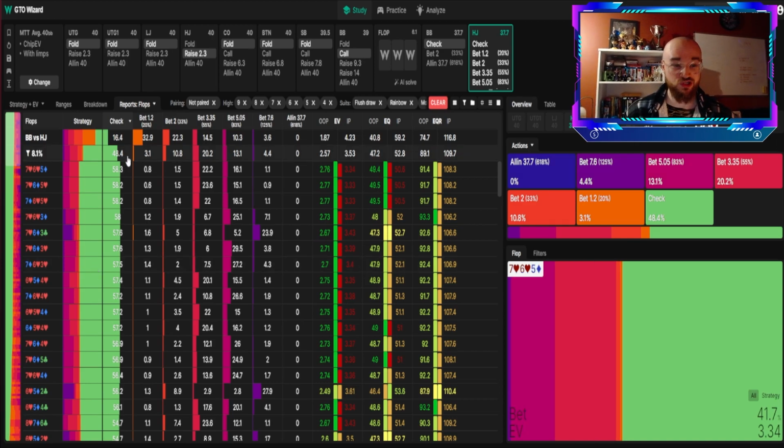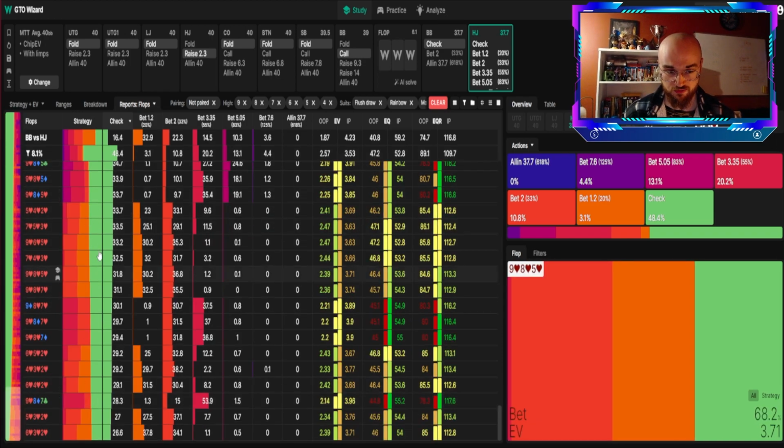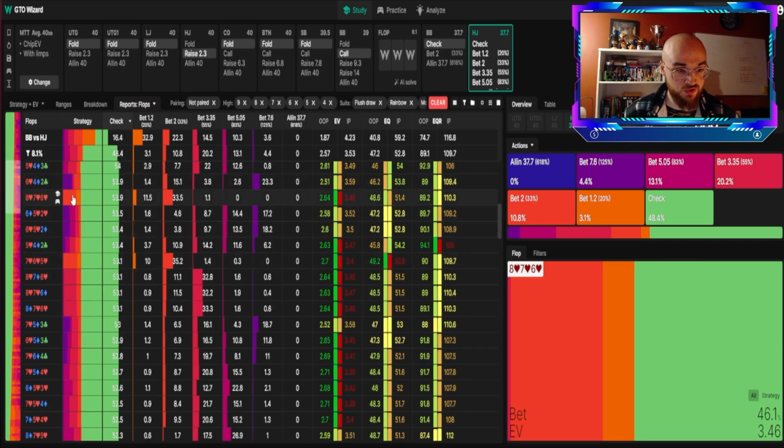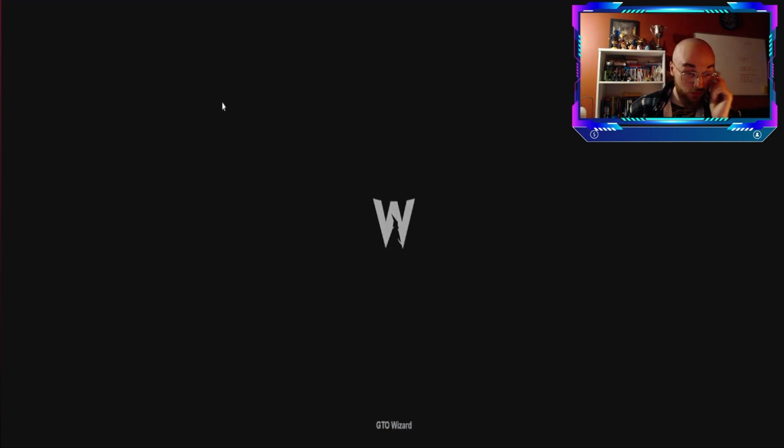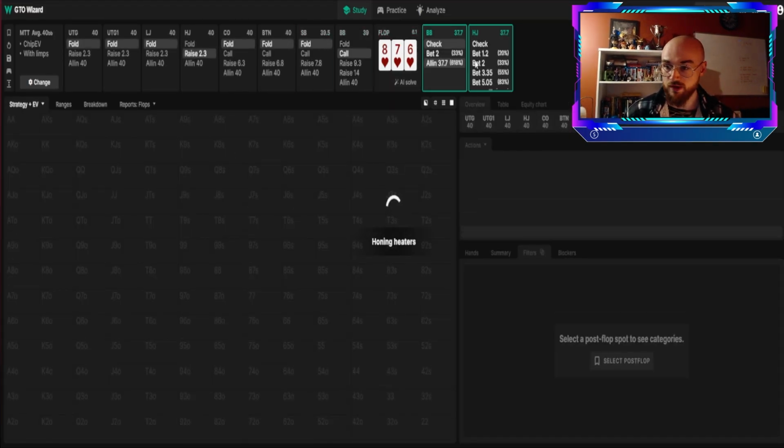That's about 3 times as much checking on these type of boards. Still betting at least half the time on average though. Monotone looks like the boards that we're still happy with the small range bet the most. Take the most extreme monotone, which is 8, 7, 6. And let's just make sure monotone is going to be fine with this small range bet.